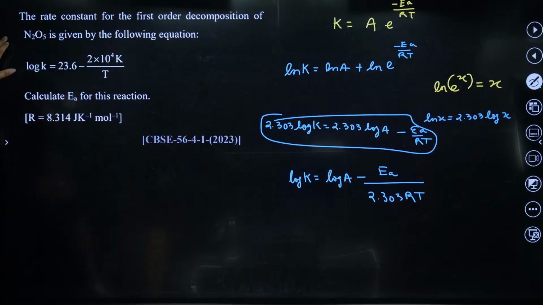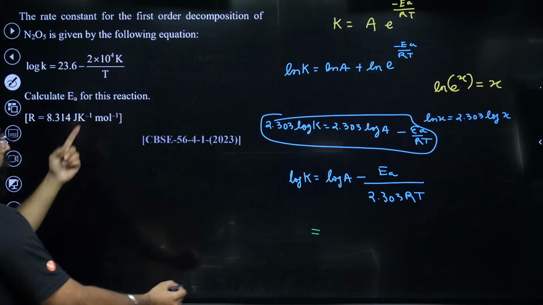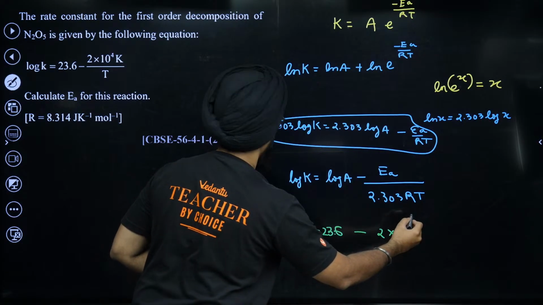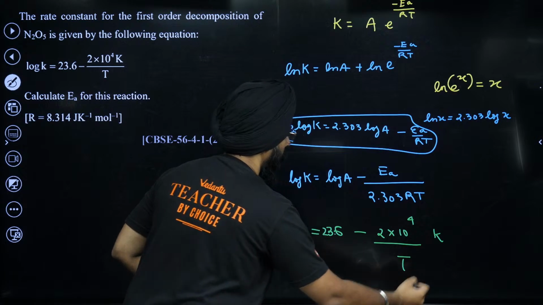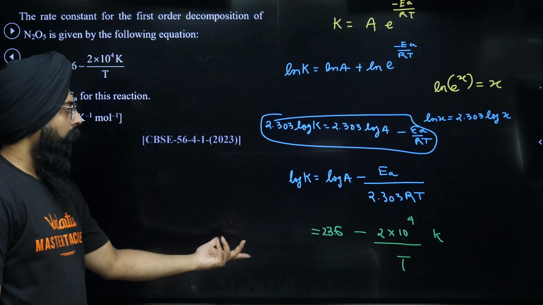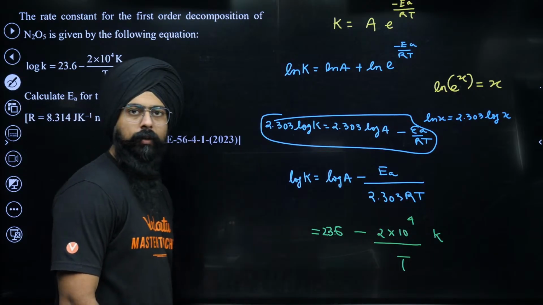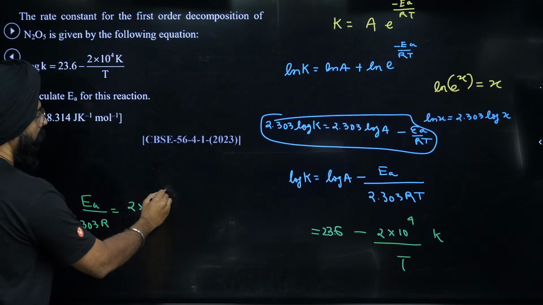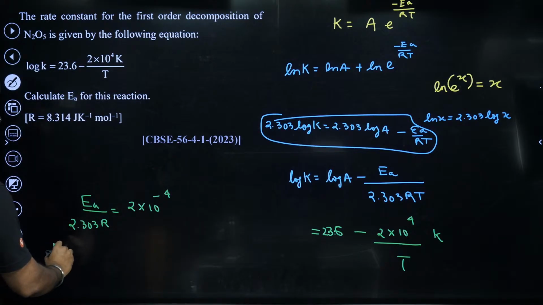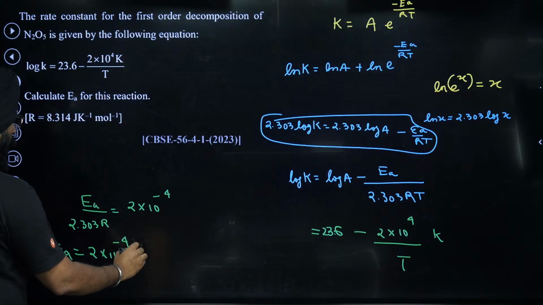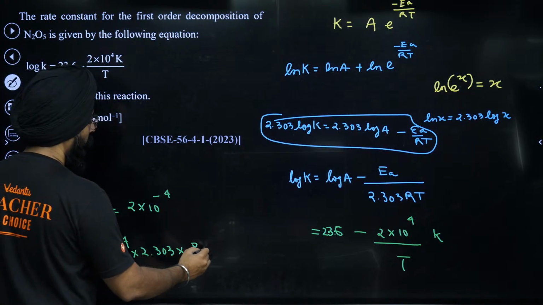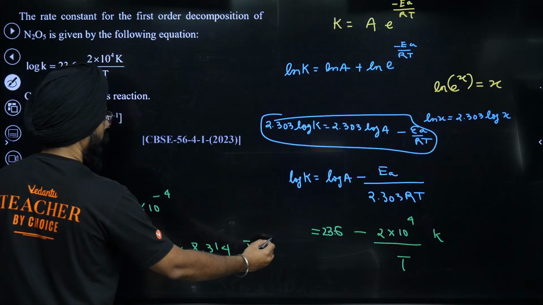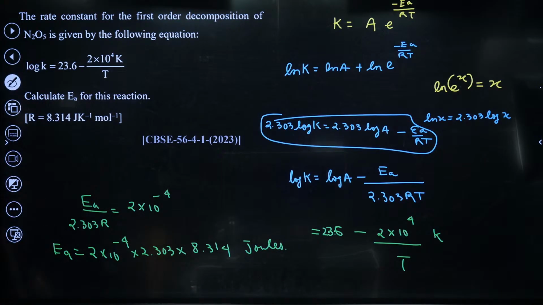Compare these two equations now. This is given as 23.6 minus 2 into 10 to the power 4 Kelvin by T. Compare these two, you have your answer. Log A is this much. Ea by 2.303 R is 2 into 10 to the power 4. Done. Activation energy will come out to be 2 into 10 to the power 4 into 2.303 into 8.314. This will come in joules.